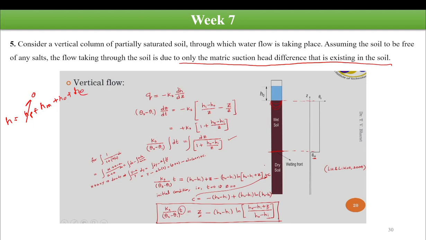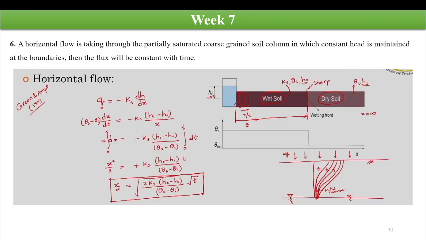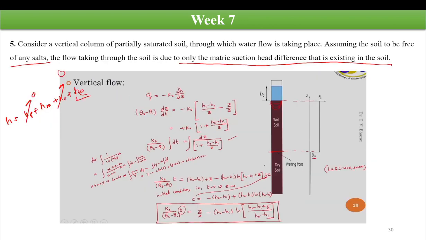But here, as it says, assuming the soil to be free of any salts, the osmotic suction will be zero. Pressure head we already considered as zero, and then we have this elevation head. So in the horizontal flow, this elevation head is zero, because the elevation of both the ends is the same. But in the vertical flow, it's not so. In the vertical flow, this elevation head is important. Therefore, the statement that it is only due to matrix suction head, that is Hm, is not true, right? So it is due to both matrix suction head as well as elevation head.